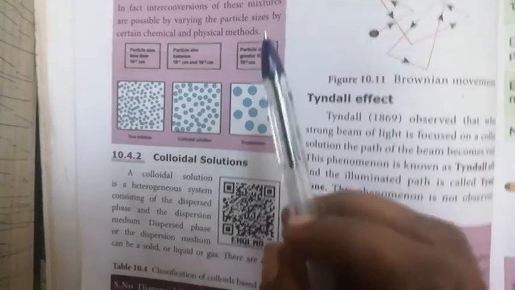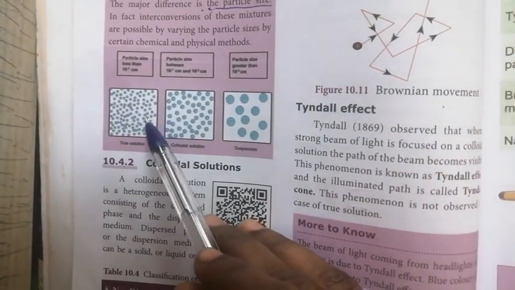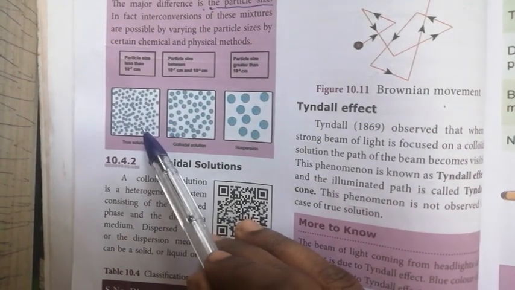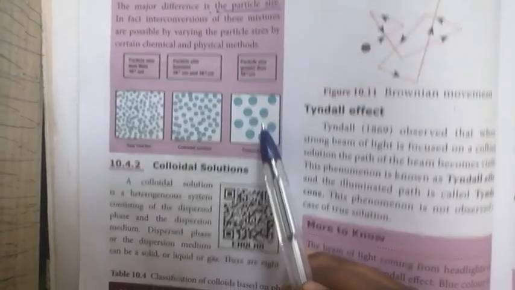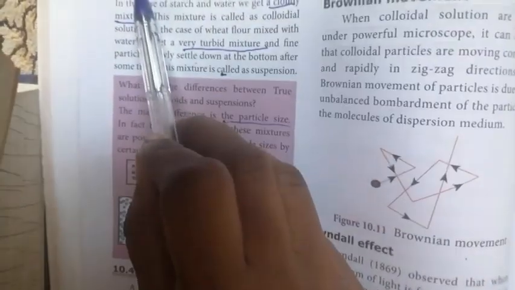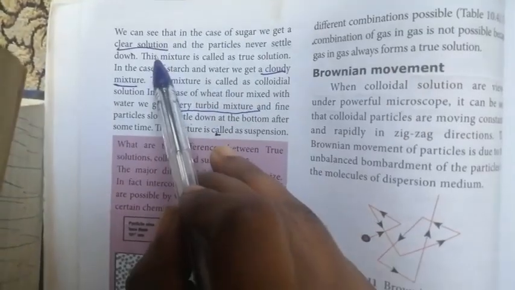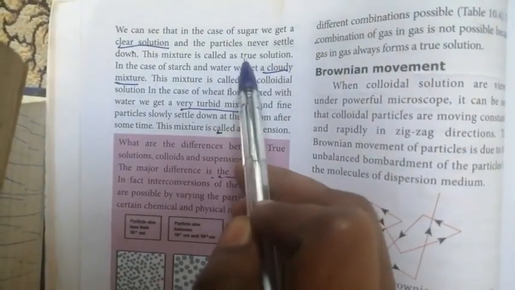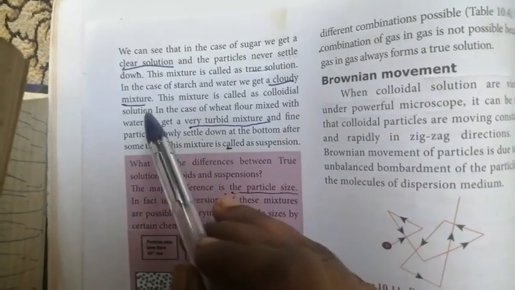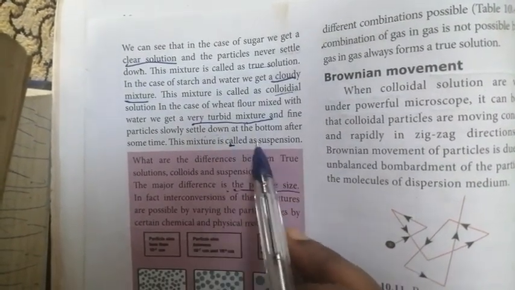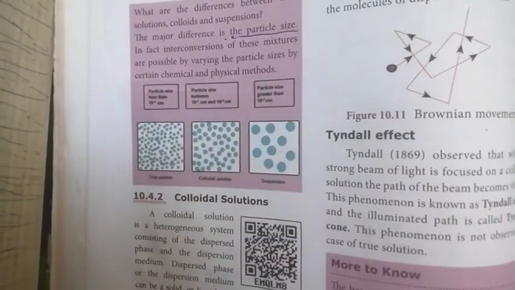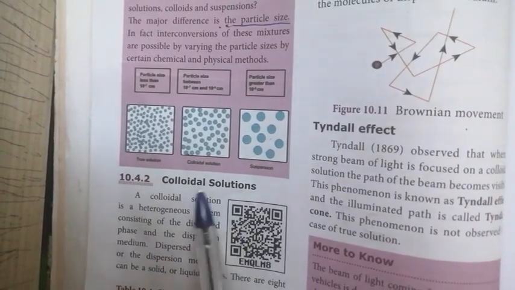So students, based on the particle size, solution is classified into three types. What are they? True solution, colloidal solution and suspension solution. And one more thing, clear solution, that is a true. Okay, and cloudy mixture, that is a colloidal, and turbid mixture, that is a suspension. Okay, mind these three things also. Okay, and next we are going to discuss colloidal solution.